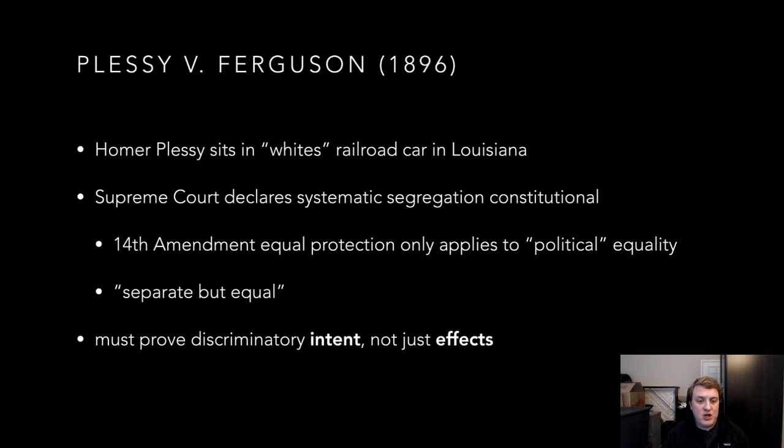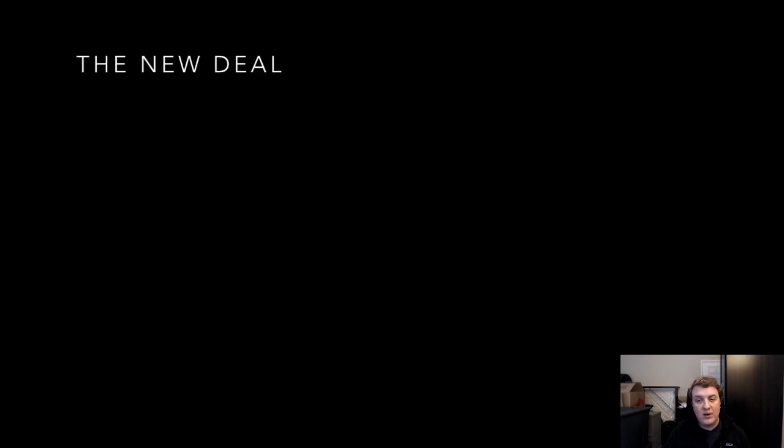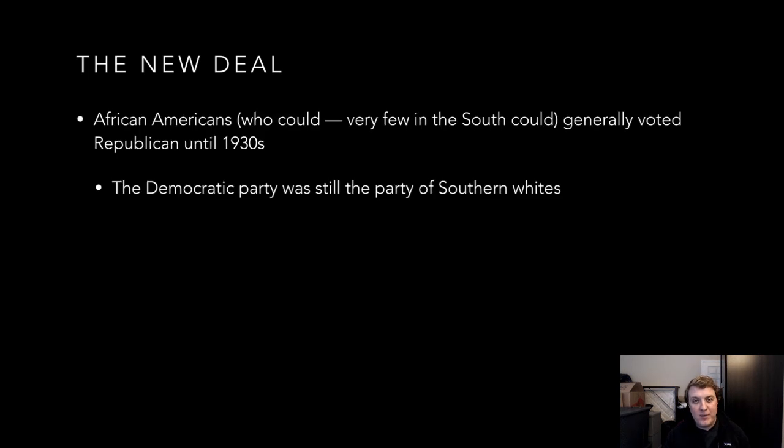So things begin to change. I'm going to jump forward in history a bit here to highlight how and why things begin to change, as a segue into our next video. So throughout this era, many African Americans who could, very few in the South could because of these Jim Crow laws, generally voted Republican until the 1930s. Until the market crash of 1929, the Democratic Party is still very much the party of Southern whites. And the Republican Party, aligned with business and other things in the beginning of the 20th century, continues to have African Americans as a core constituency.